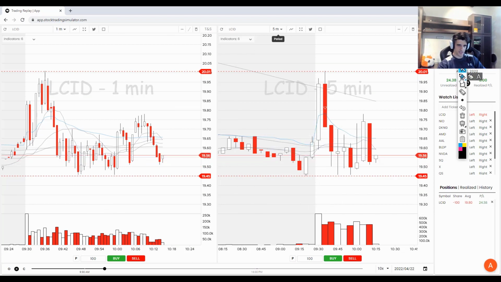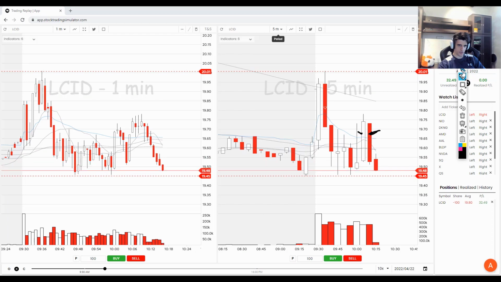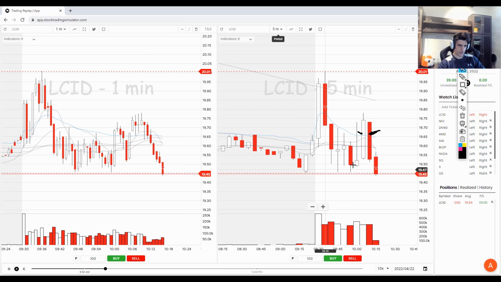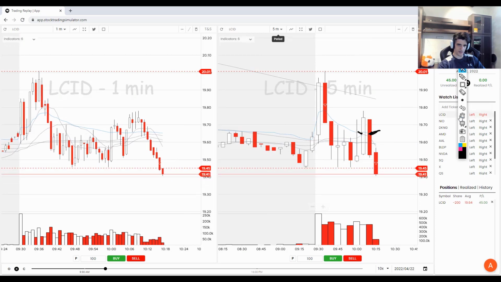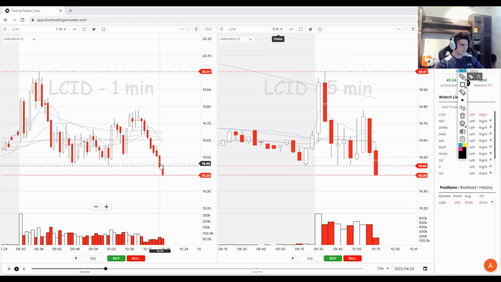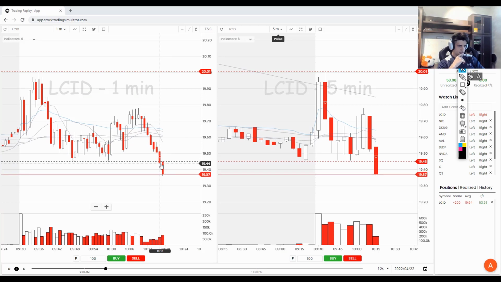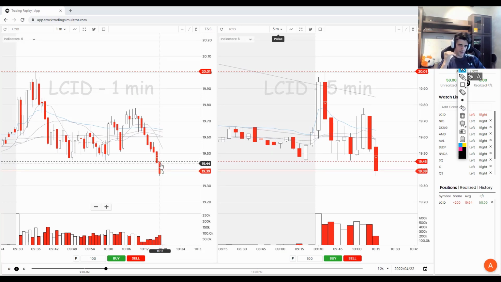On the 5-minute chart, candlestick pattern, bearish engulfing crack, where the bearish candle engulfs the bullish candle and then it cracks, or it sells off, below the low of the candle. This was basically my entry on LCID. Now, what is the target on this stock?